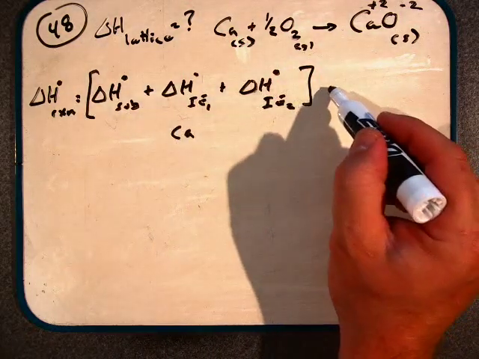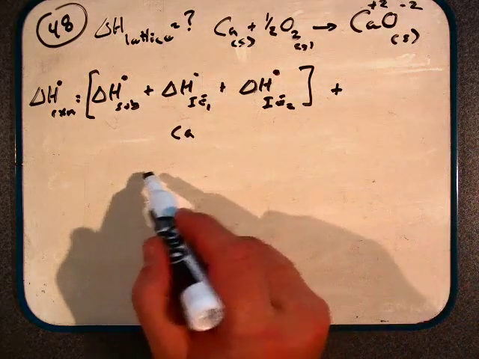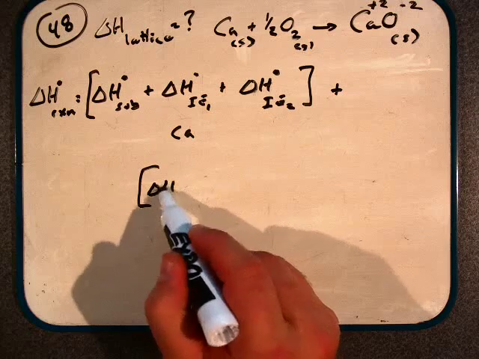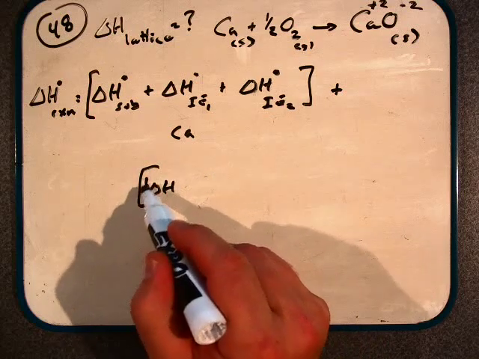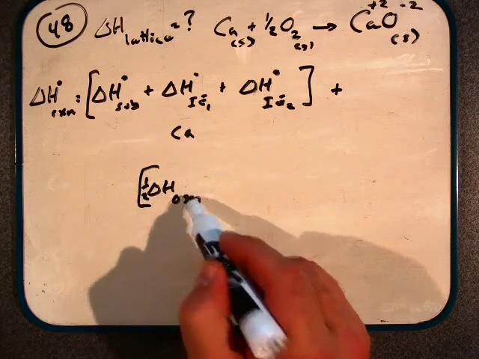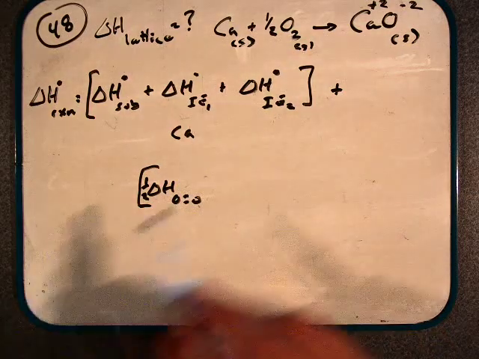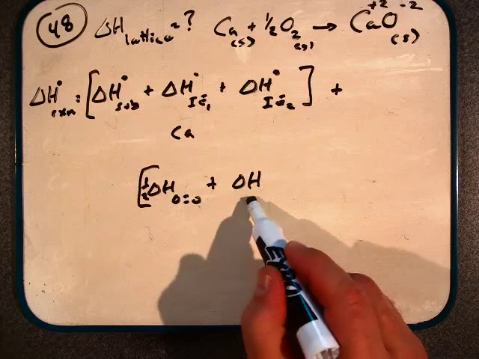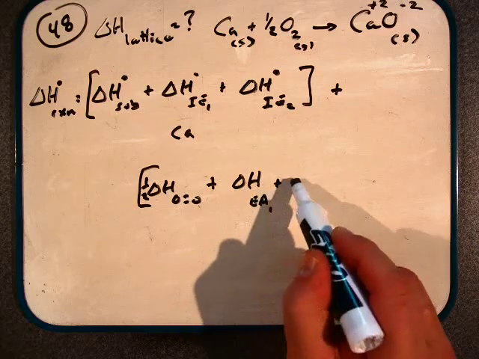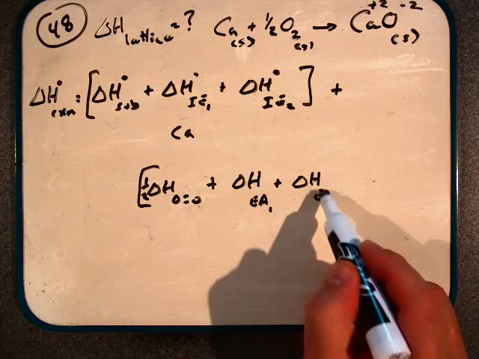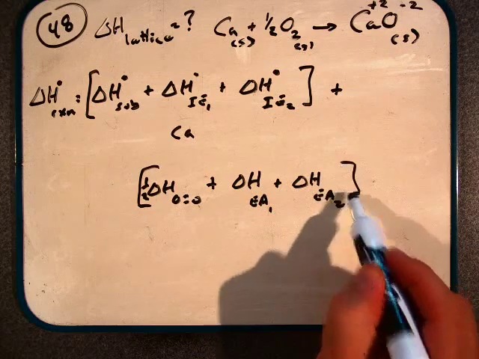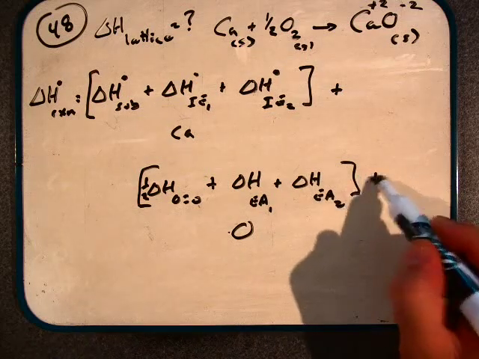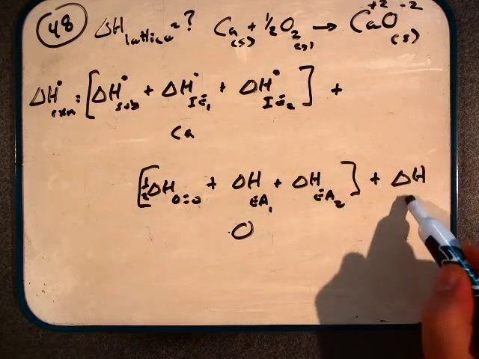And then we're going to add to that, and I'm just going to put this down here so I have a little bit more room, plus then the delta H for our oxygen-oxygen double bond, and we would take 1/2 of that, plus then the delta H of our first electron affinity, plus the delta H of our second electron affinity. And so this whole thing is dealing with the oxygen. And then lastly we have our lattice.